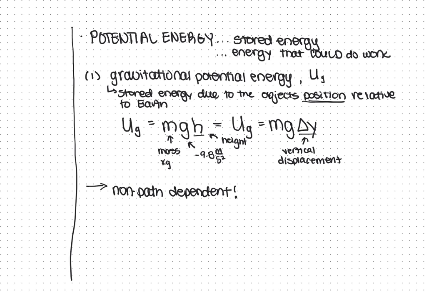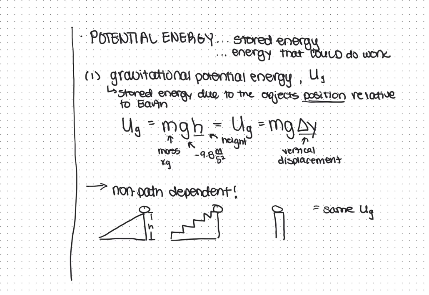So when we think about it, what we're really saying is that the object could be here, right? So they're all at the same height. So these all have the same potential energy. But I could get to this one by walking up a hill. I could get to it by walking up the stairs. Or I could get to it by climbing up a wall. If the height is the same, then the object's energy will be the same.